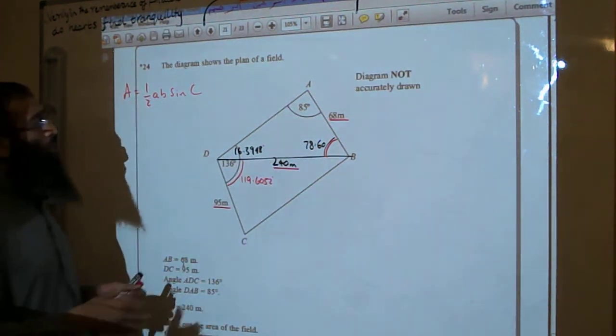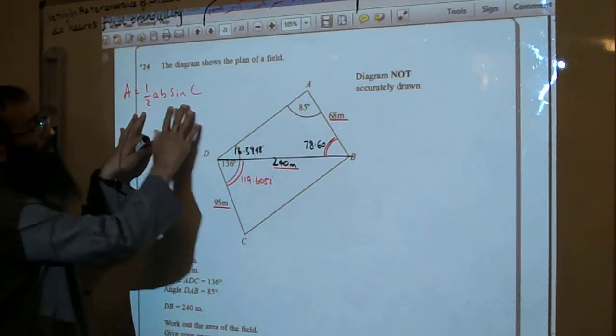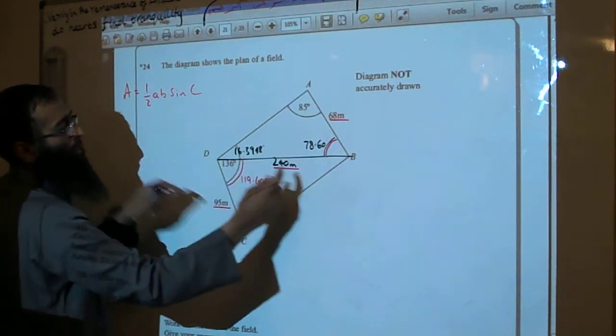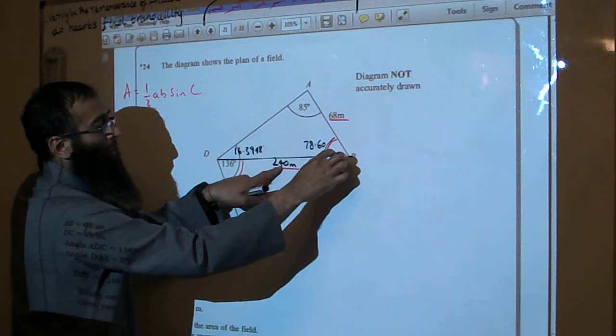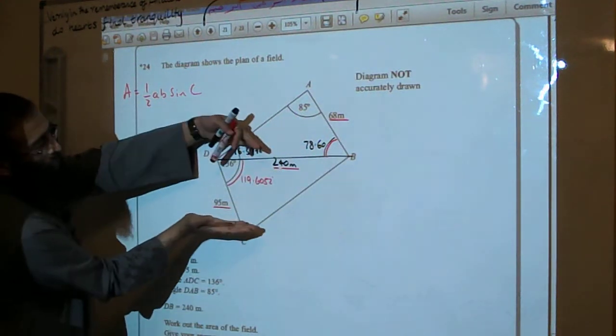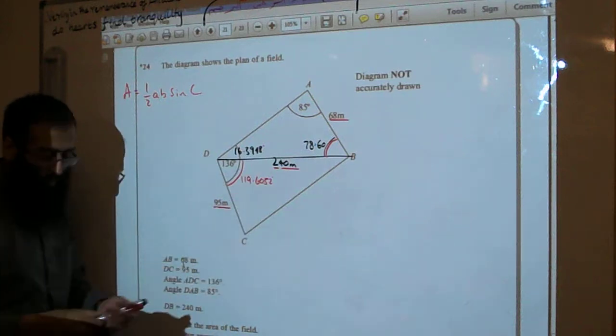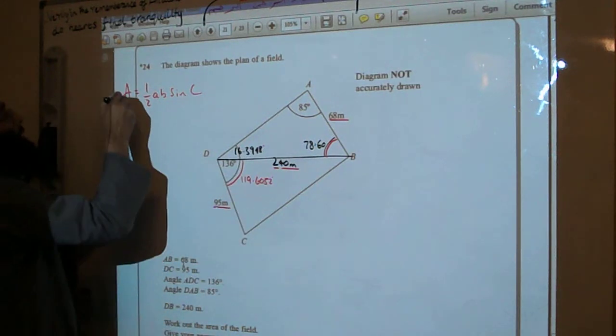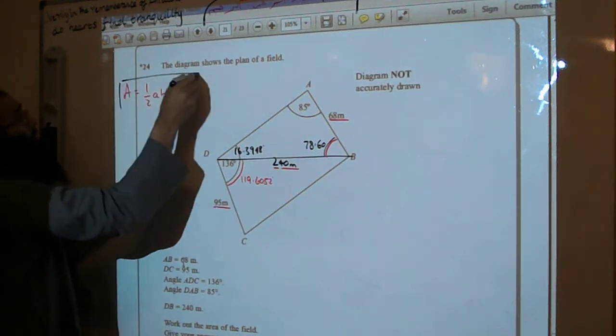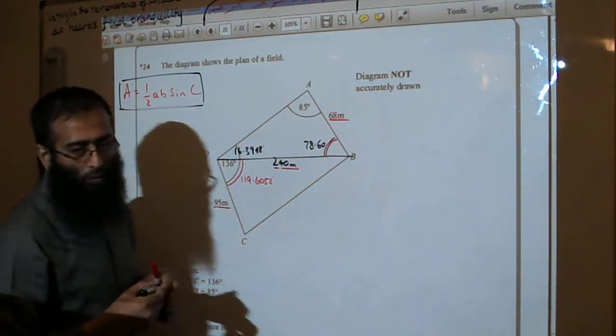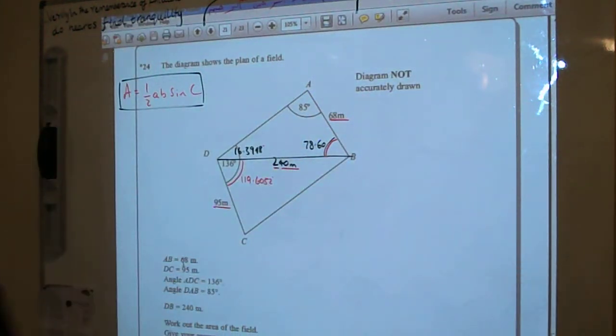Okay, so we're going to work out this formula twice. Once for this top triangle using these two adjacent sides and the angle in between, and then for the bottom triangle using these two adjacent sides and the angle in between. So let's go for it. Here's our master formula.